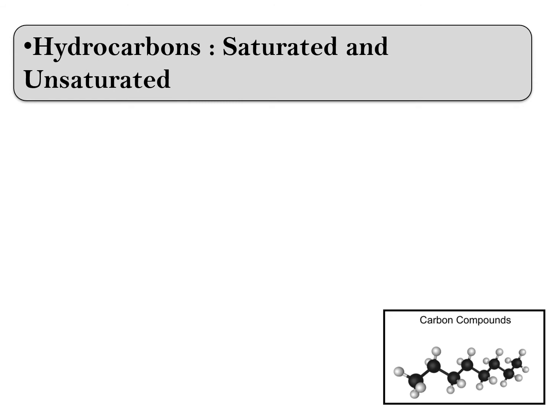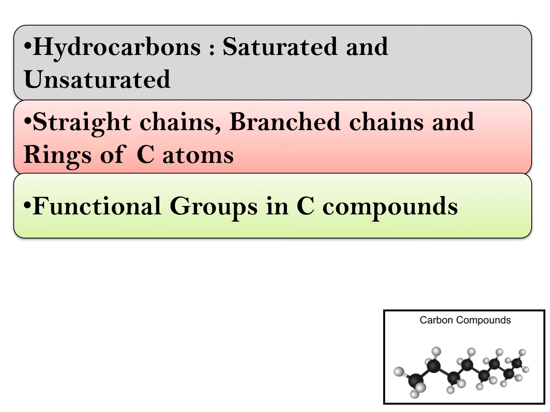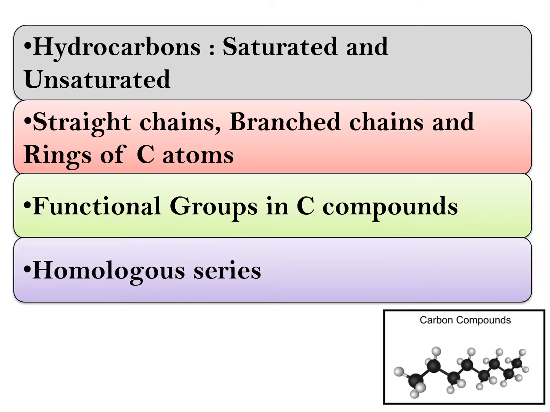In this part, we will be studying hydrocarbons, saturated and unsaturated, straight chain, branch chain, and rings of carbon atoms, functional groups in carbon compounds, and homologous series. The hydrocarbons, saturated and unsaturated, we have slightly studied in our previous class. Let's see further in detail.